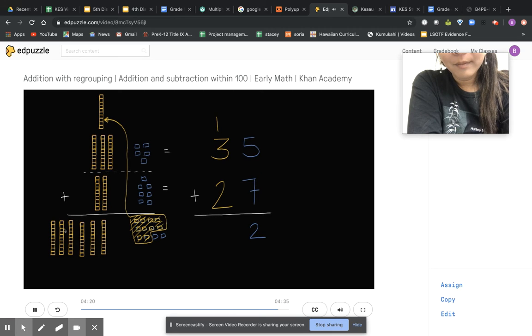So what does that leave us with? 1 plus 3 plus 2 tens is going to be 6 tens. 35 plus 27 is 62. 35 plus 27 is 6 tens and 2 ones, 62.